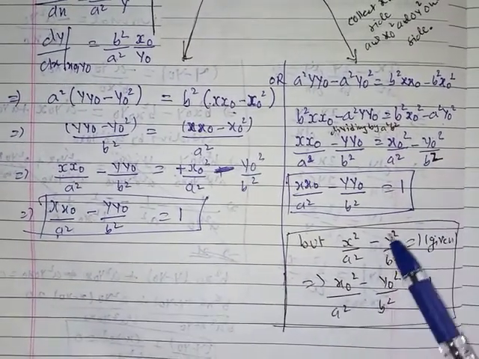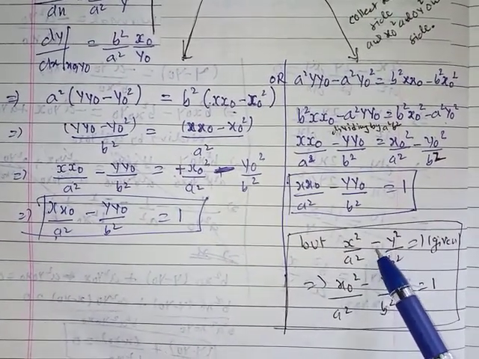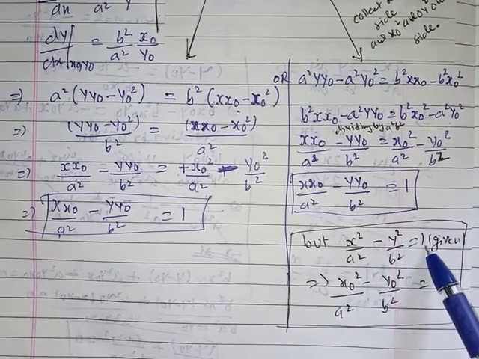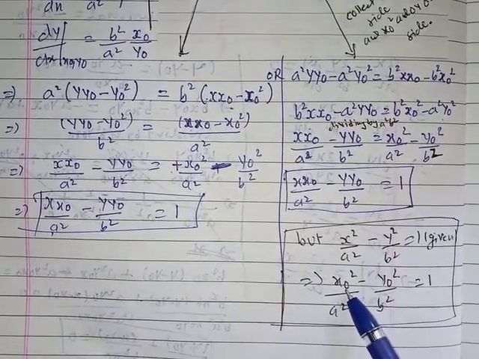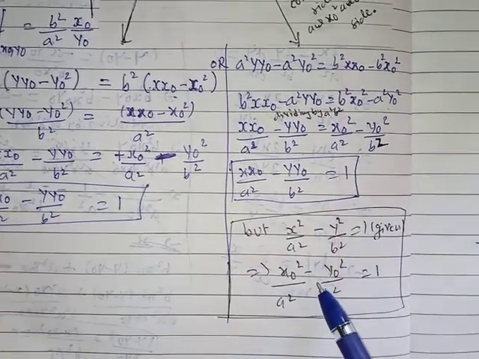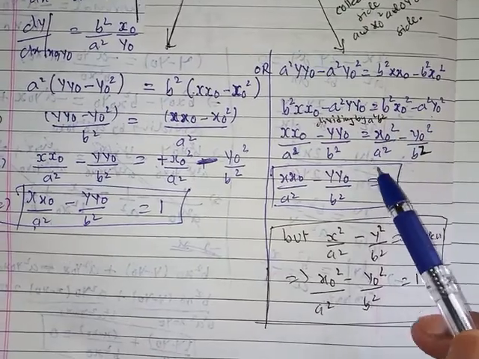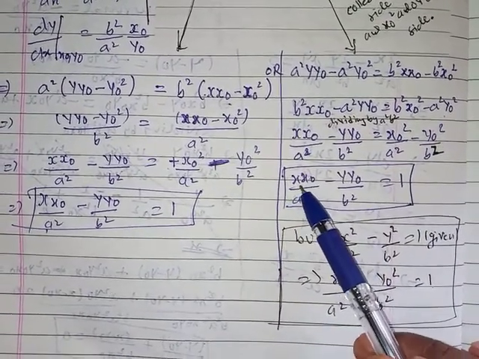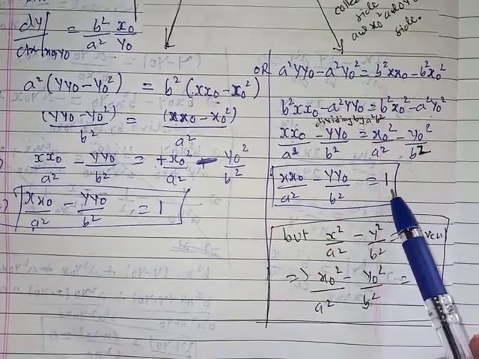But the given equation is what? x square upon a square minus y square upon b square is equal to 1. So at the point x0, y0, x0 square upon a square minus y0 square upon b square is equal to 1. So this quantity becomes 1. Hence x x0 upon a square minus y y0 upon b square is equal to 1.